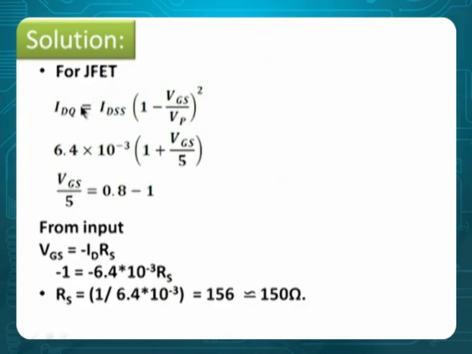This is a JFET. ID is equal to IDSS into 1 minus VGS by VP whole square, and ID is given there. IDS is 6.4 into 10 power minus 3, equal to 10 into 10 power minus 3 times 1 plus VGS by 5 whole square, and from that we get the value of VGS by 5. And from the input, VGS is equal to minus IDRS. If you substitute there, you will get an RS value of 156. When you get 156, the nearest value is 150. Therefore, our option is A.